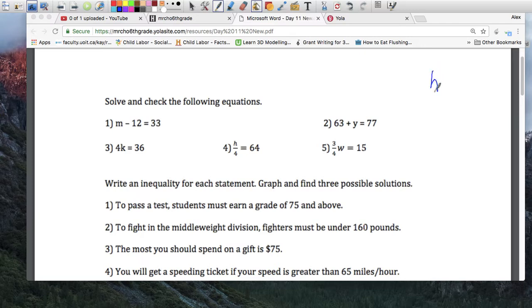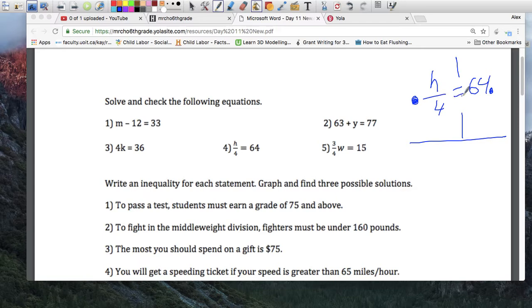4. h over 4 equals 64. A number divided by 4 equals 64. So we want to find that number. Again, let's split this in half. This is a division, right? So the opposite of division is going to be multiplication. I'm going to multiply this side by something and this side by something.